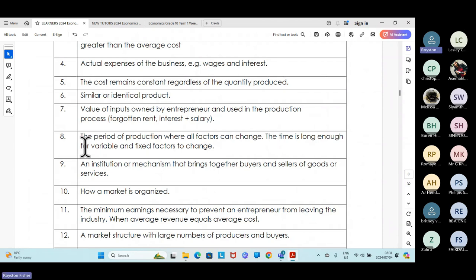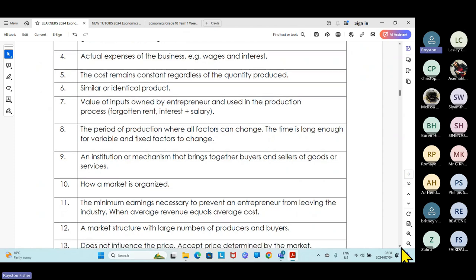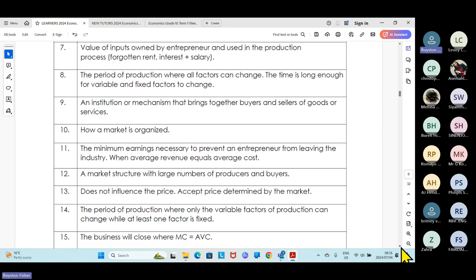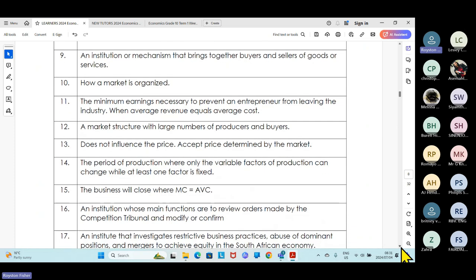Then, number nine, an institution or mechanism that brings together buyers and sellers of a good or a service. This is basic terminology that you've learned in grade 10 already. And that is a market. That is what I received from St. Andrews. Number nine is a market. Well done. So it's an institutional mechanism that brings together your buyers or sellers. And then, of course, they would buy a good or a service.